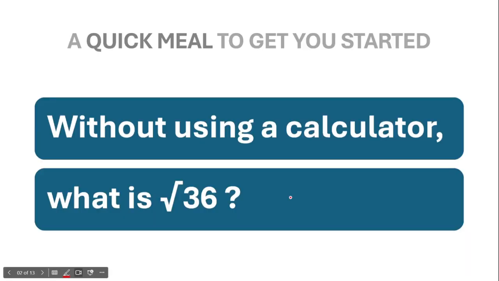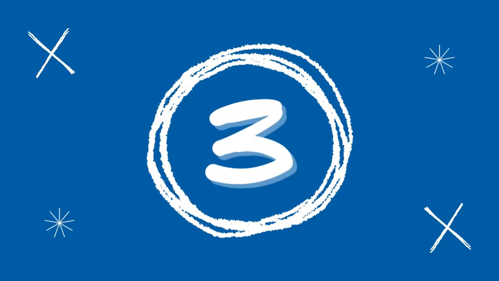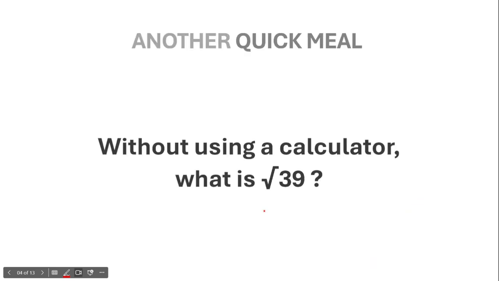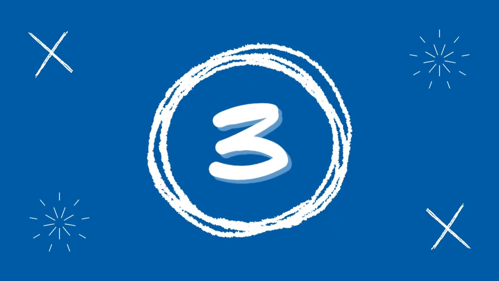So let's move on. A quick meal to get you started. Without using your calculator, what is the root of 36? You have 3 seconds. 3, 2, 1. If you get 6, you're correct. Since you got that one, root of 36 is equal to 6. Okay, let's move to the next one. Another quick meal. Without using your calculator, what is the root of 39? You have 3 seconds. 3, 2, 1.